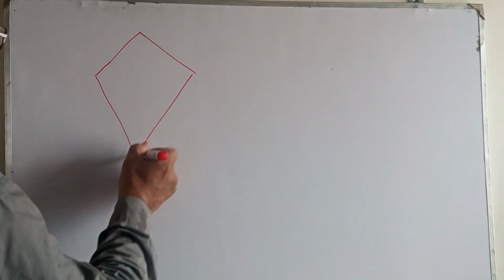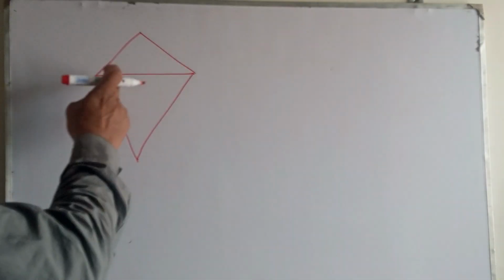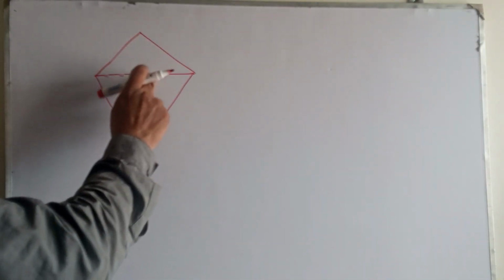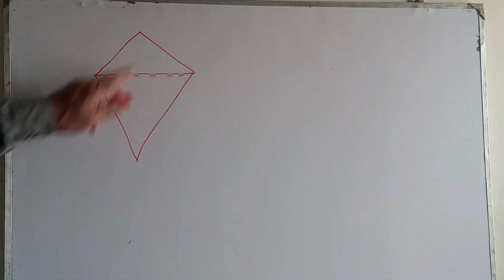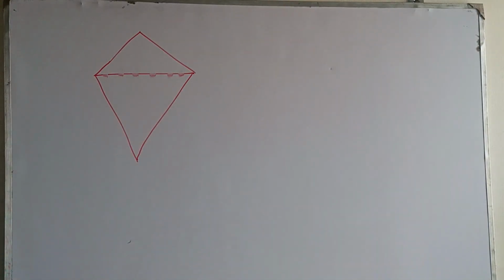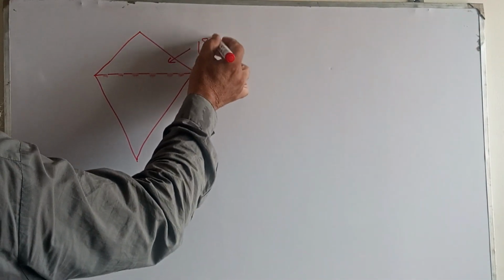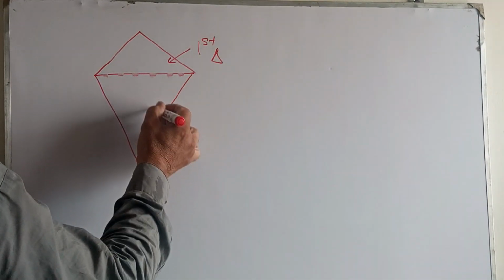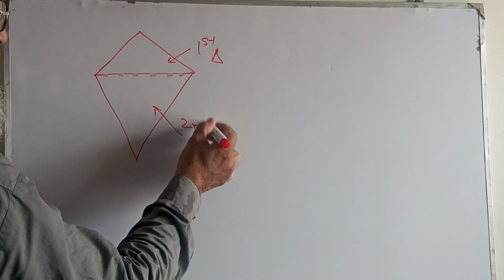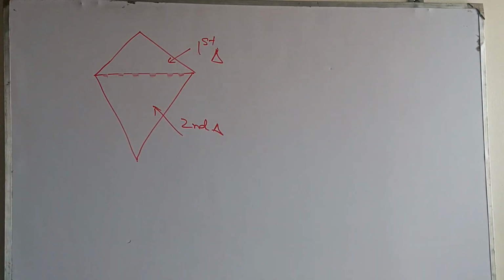Now this has been the kite. Now you see that I have divided this into two triangles. Let me make it dotted. I have divided this kite into two triangles, and one triangle is this one, the first triangle, and this one the second triangle. So we can easily find, as I have told you, how to find.